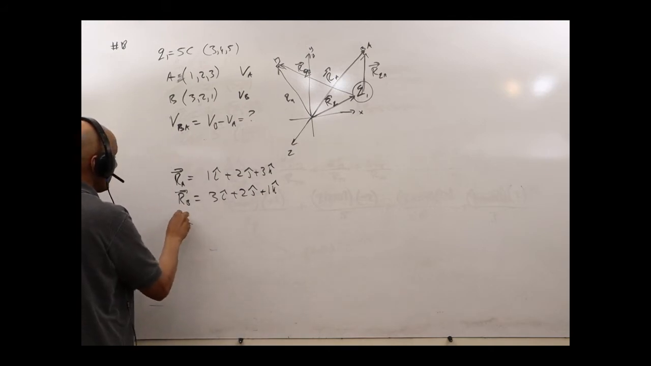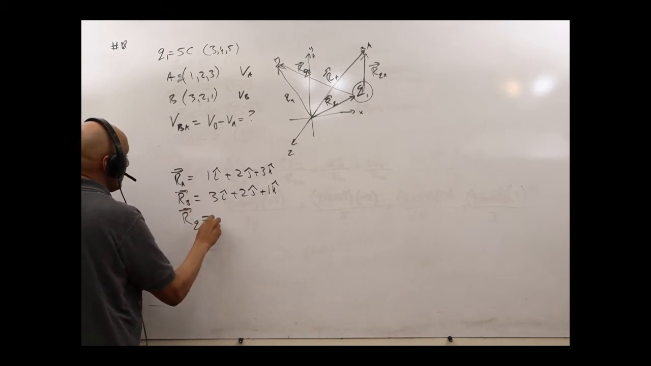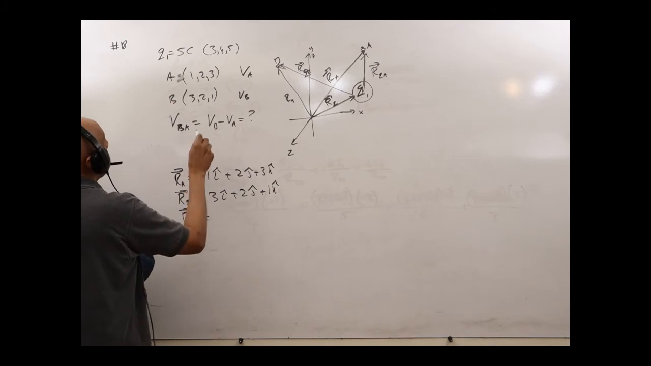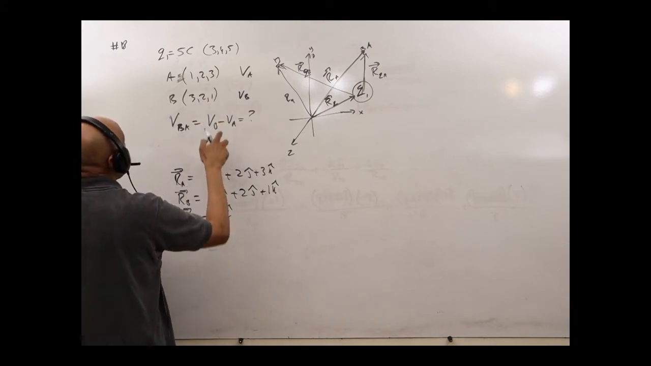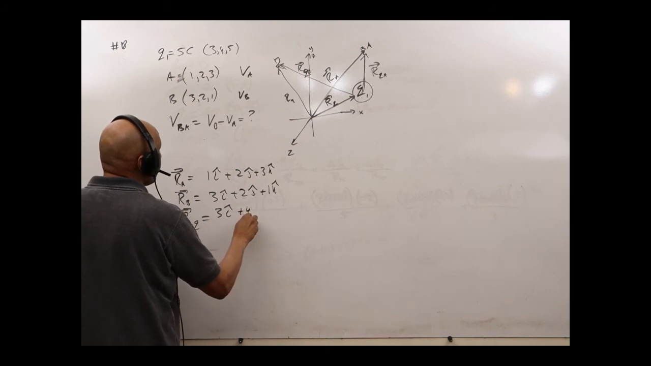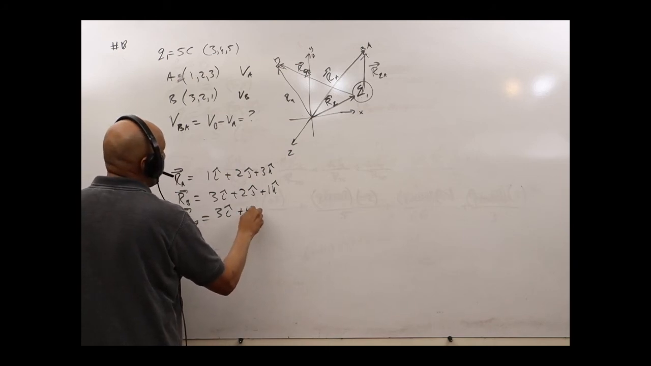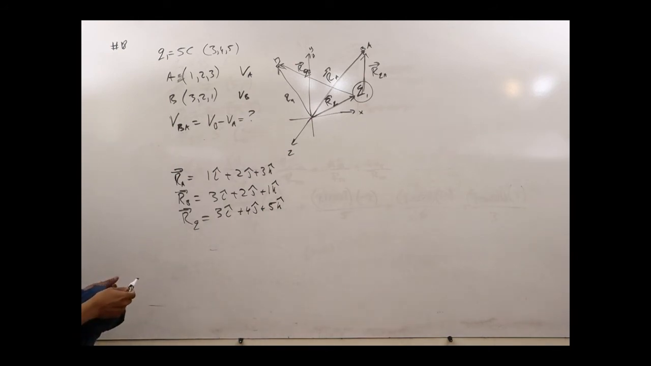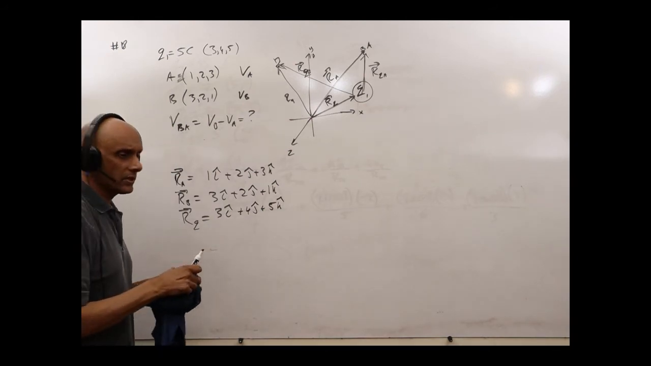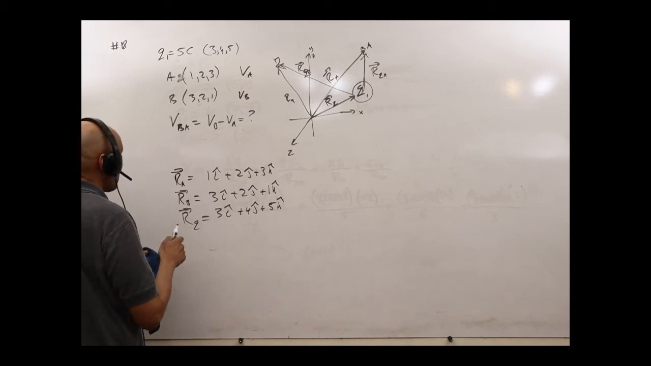And the position vector for the charge itself is 3i plus 4j plus 5k. Remember, we're trying to understand the ideas, not to confuse you with numbers. So these are nice, easy, round numbers.